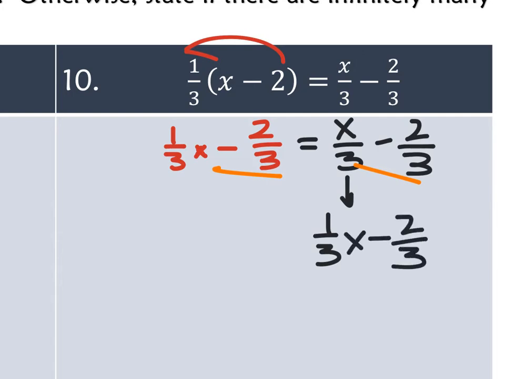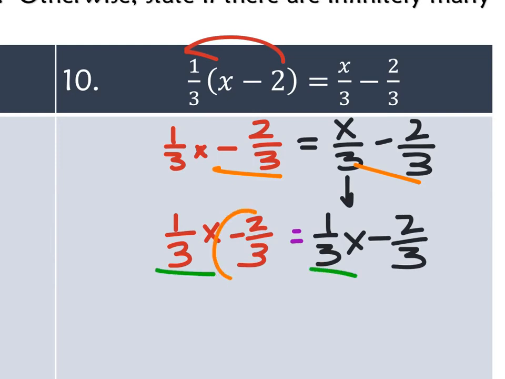So the full equation would look something like this. 1/3 x minus 2/3 equals 1/3 x minus 2/3. And again, we see the coefficients of x are the same, 1/3, and we're also subtracting the same thing from both sides. So this one also has infinite solutions.